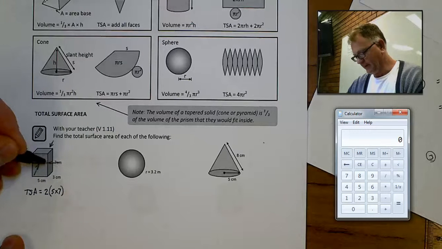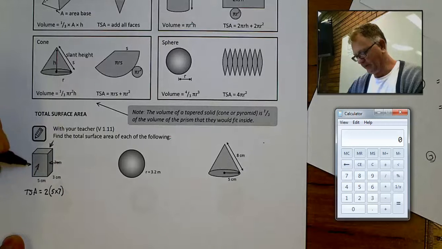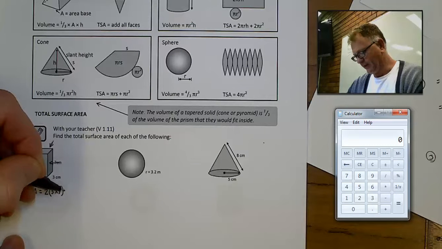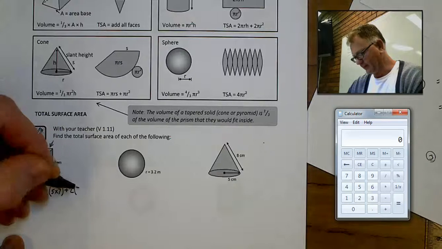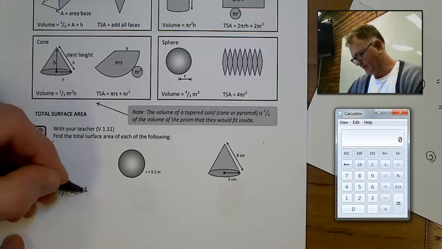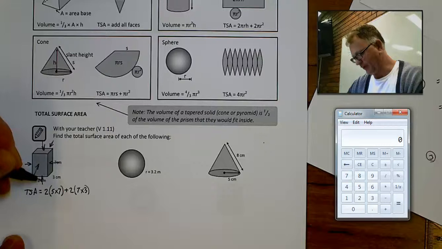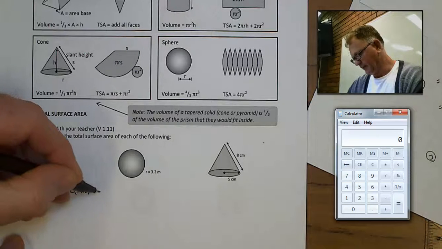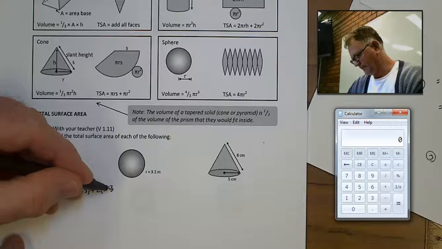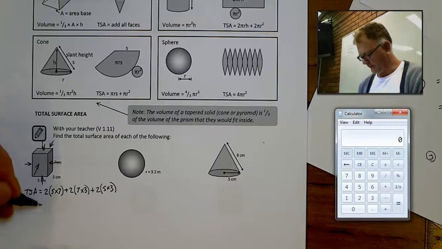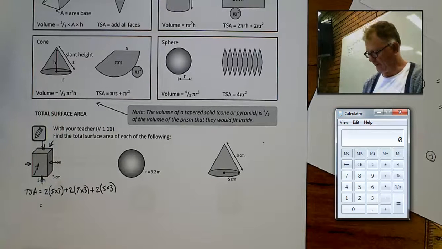These side bits measure 7 by 3, and you've got two of them the same shape, so if I add on two lots of 7 by 3, and then we've got a top and a bottom. Now the top and the bottom measure 5 by 3, so there'll be two lots of 5 by 3. So we can just about do this one in our heads.